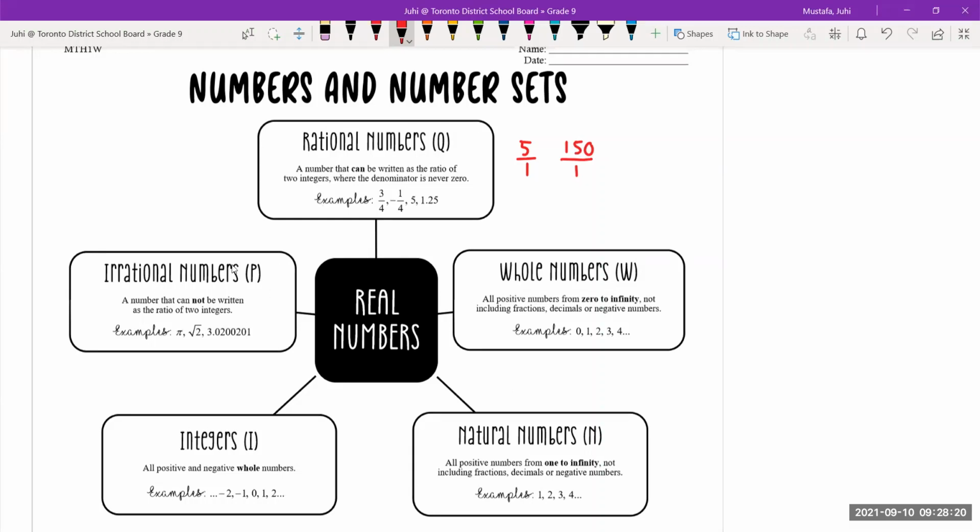Irrational numbers are given the symbol P. And an irrational number is a number that cannot be written as the ratio of 2 integers. So there are certain numbers out there that you cannot write as a fraction. And by the way, they mean like putting it over 1 is not an option. So an actual fraction like 3/4 or 5/6. A couple of examples of that are the number pi. Does anyone know the first couple of digits of pi?